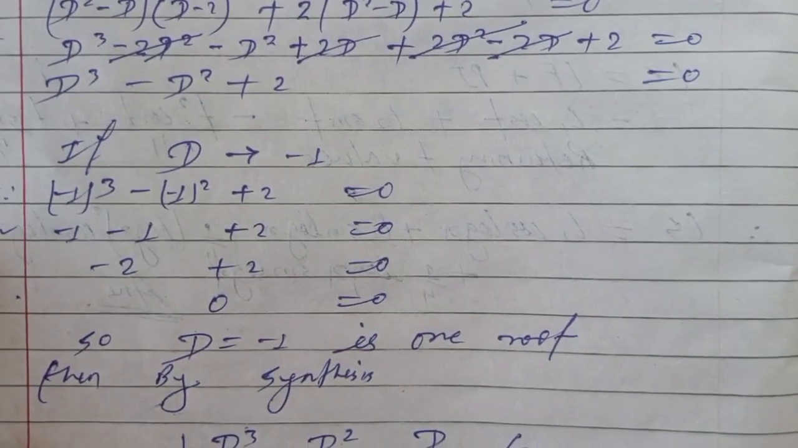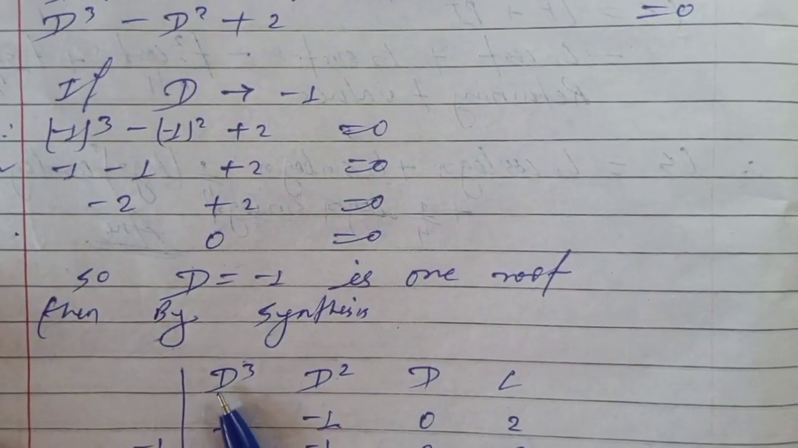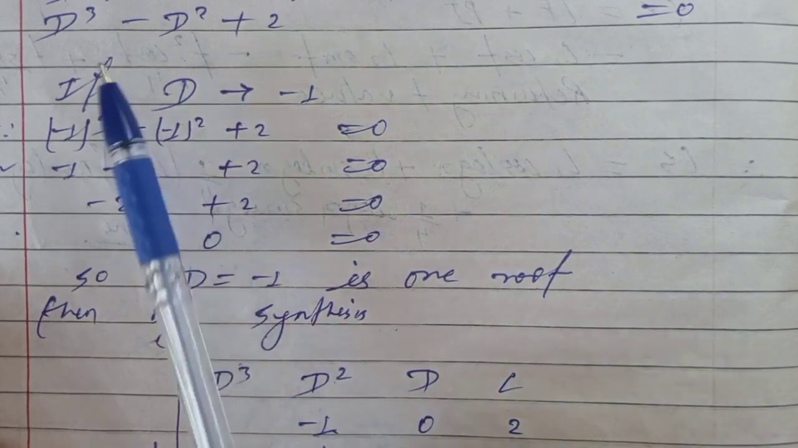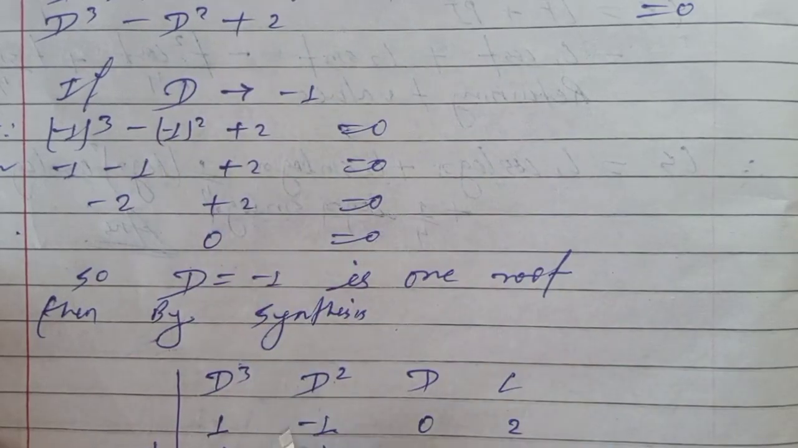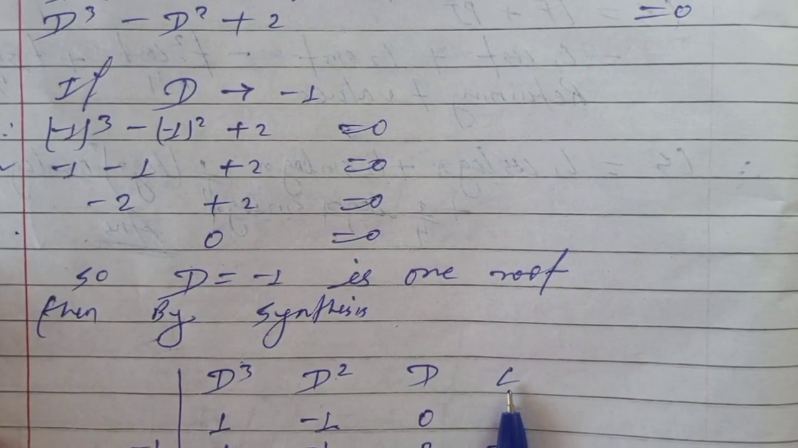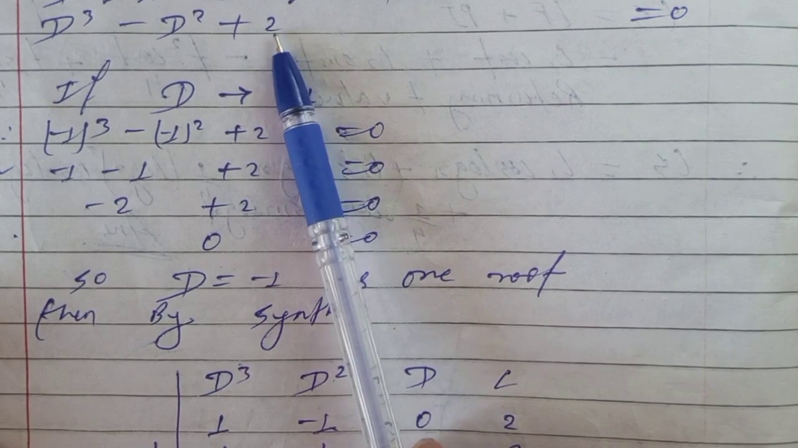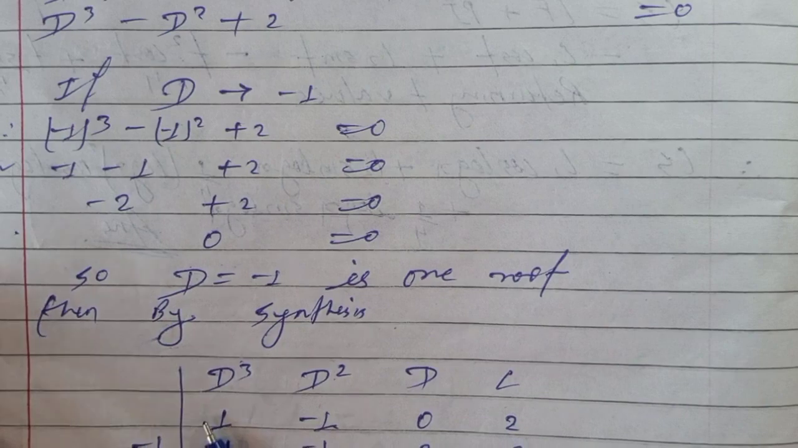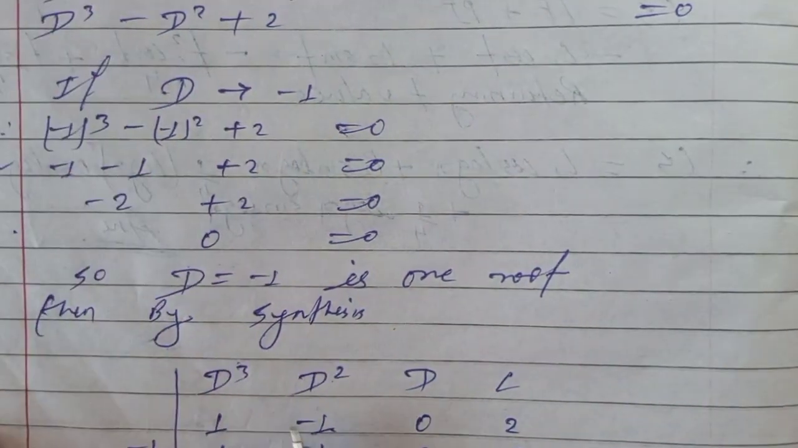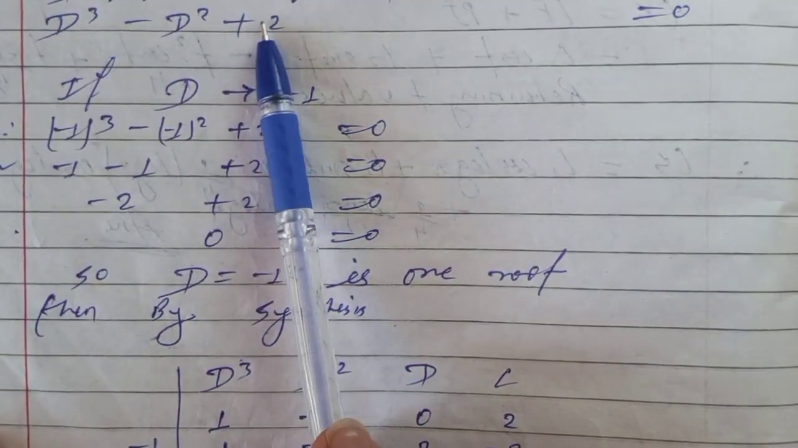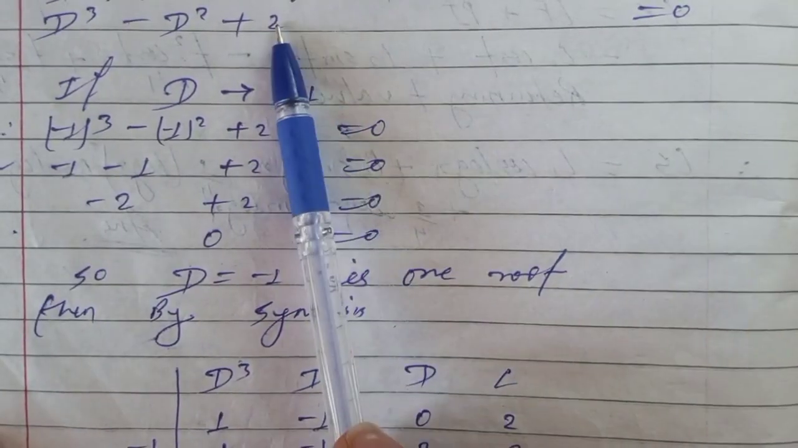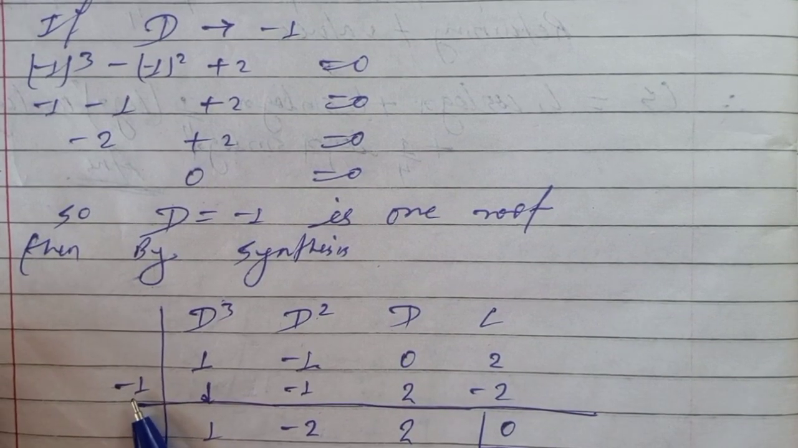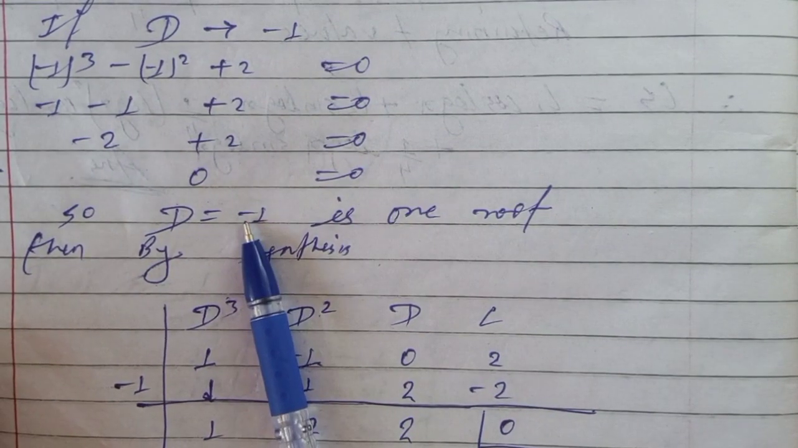To find the other remaining two roots, we're going to use the synthetic division method, where we first write the decreasing pattern of D, means D cube, D square, D, because our equation was in the form of cube here. So we write in the decreasing pattern, and at last the constant. What is the constant? 2. And we copy downside their coefficients: the coefficient of D cube is 1, D square is minus 1, D coefficient is 0, and the constant is 2. After copying, we write here one of the satisfied roots, which is minus 1.